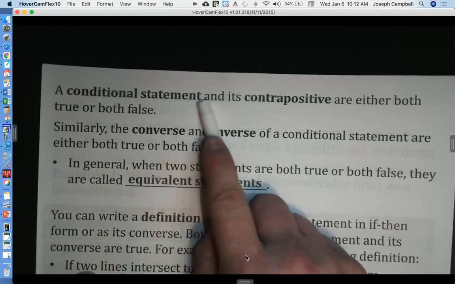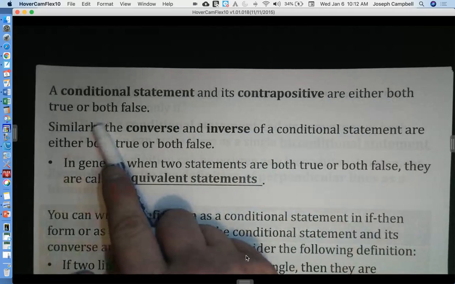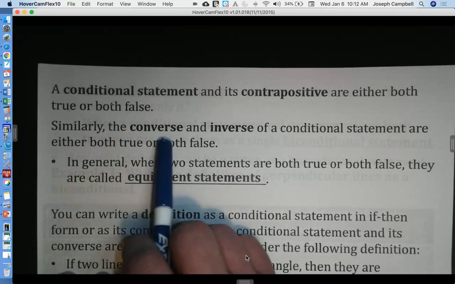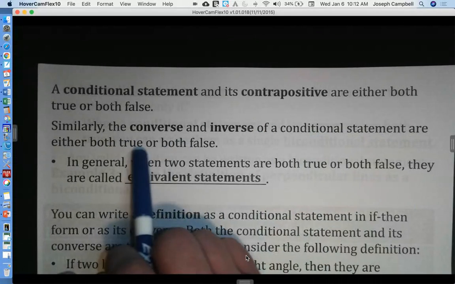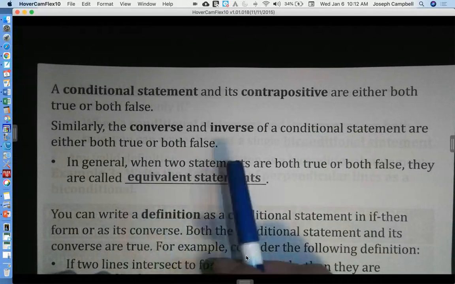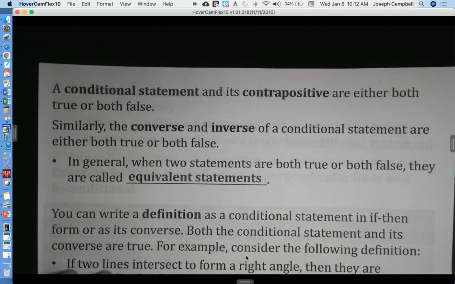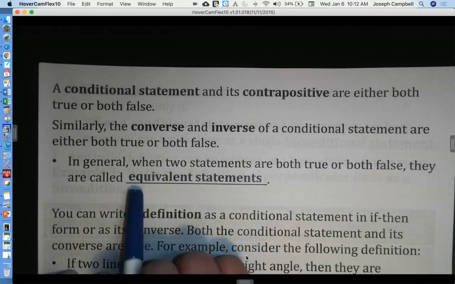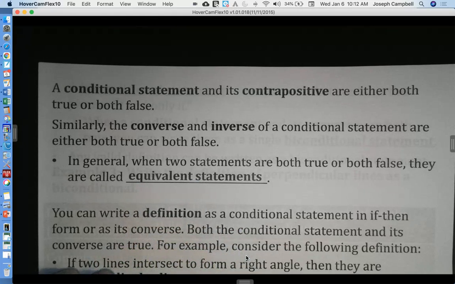So a conditional statement and its contrapositive are either both true or both false. They're always in agreement. Similarly, the converse and the inverse are either both true or both false. It's what we would call equivalent statements. Okay? In general, when two statements are both true or both false, we call them equivalent statements. They're the same thing, just the rewording of it.